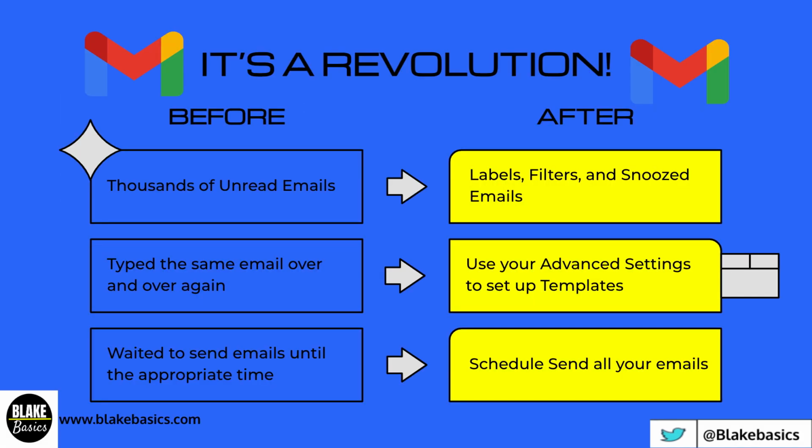So first and foremost, this is going to be a revolution. We're going to change things. So before, you may have had thousands of unread emails. Now we're going to add in labels, filters, and snooze those emails. Next, you may have typed the same email over and over and over again. Instead, let's use templates. It saves time. And last but not least, you might have waited to send emails or continually copied and pasted stuff. Instead, let's just schedule send those emails.